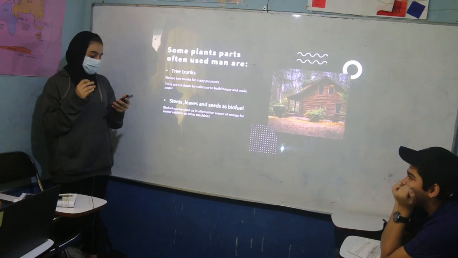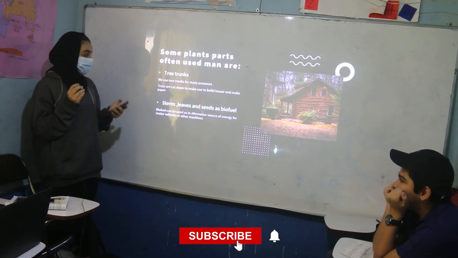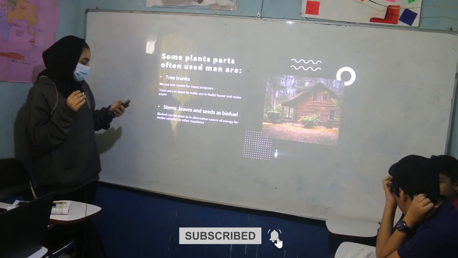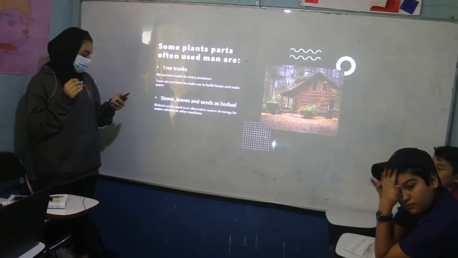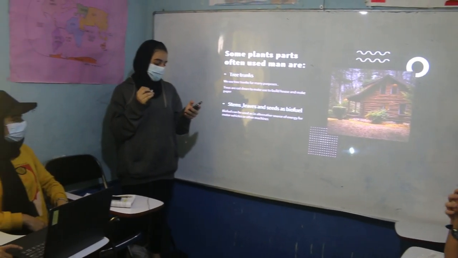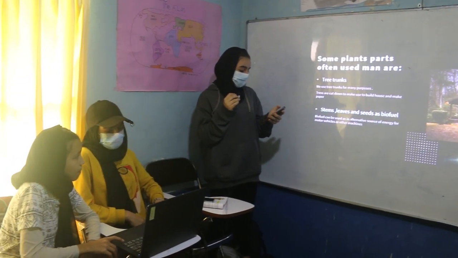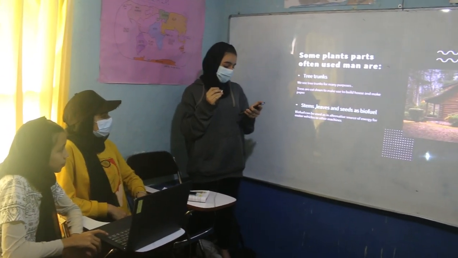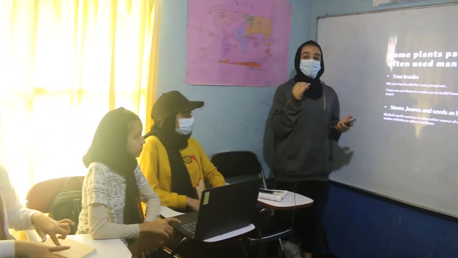Stems, leaves and seeds as biofuel. Sugar cane stems and wheat seeds have been used as biofuel instead of coal or petrol. Biofuel can be used as an alternative source of energy for vehicles or other machines.